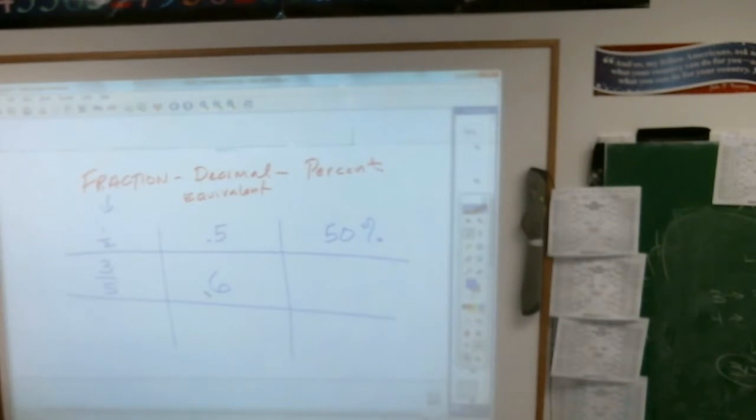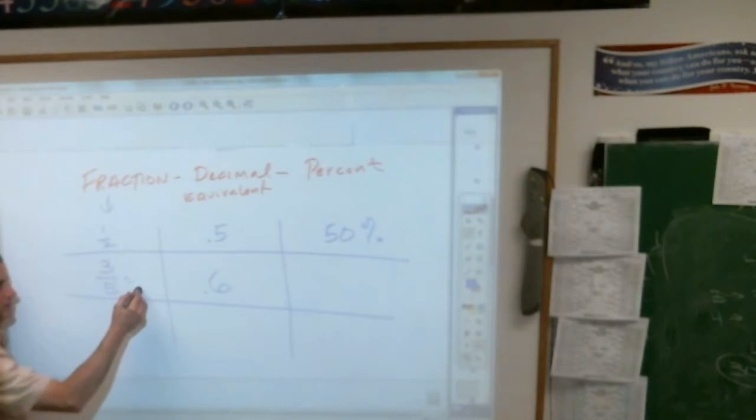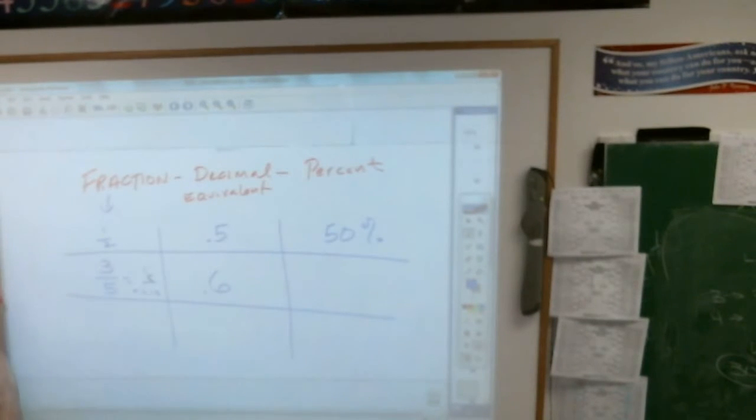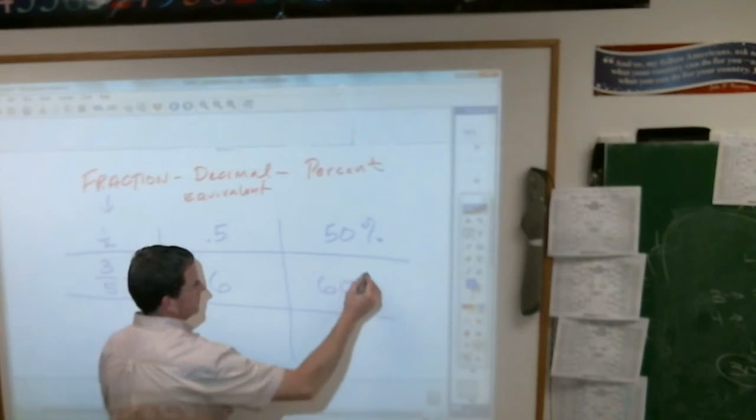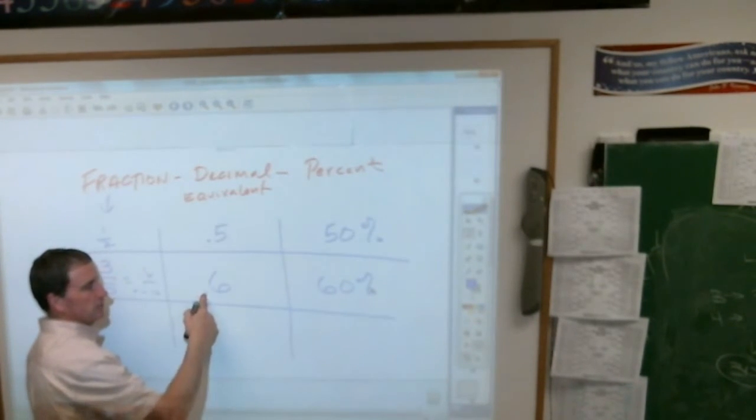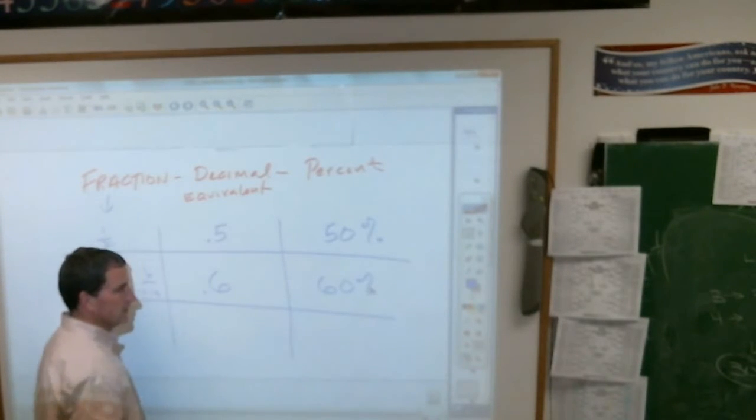How do you know that? What's the easiest way to change 3/5 to a decimal? Riley? Is to multiply them both by 20. Well, that would give you hundreds. In this case, I would just multiply them both by 2 to give you tenths. 3/5 is 6/10. And then 6/10 as a percent is 60%. How do you change a decimal to a percent? You just move the decimal 2 places to the right.